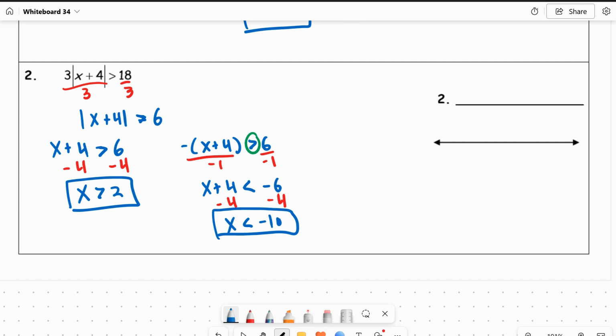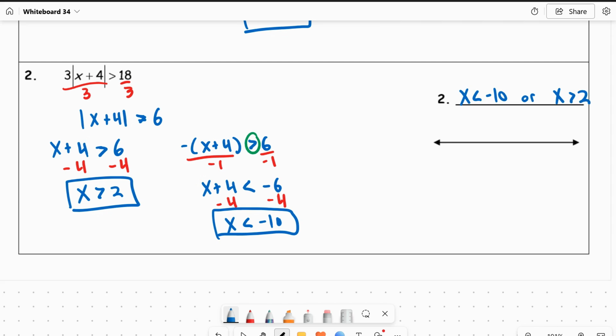So to determine my and or, I'm going to look at my original inequality. In this case, I have a greater than sign pointing towards my absolute value. So this will be an or example. So for my solution, I've got x is less than negative 10 or x is greater than 2.